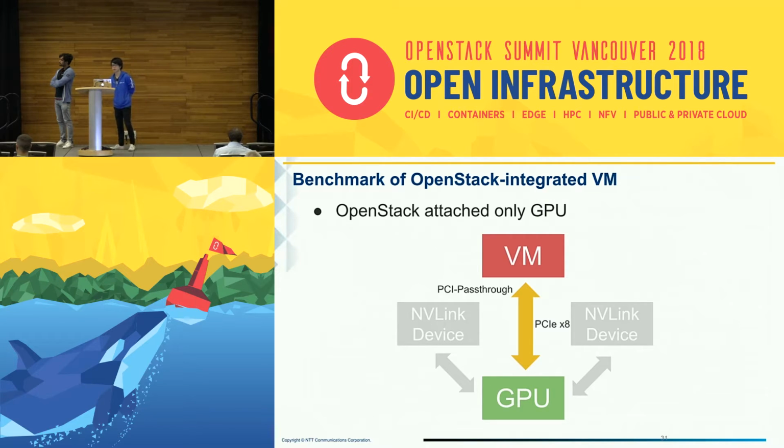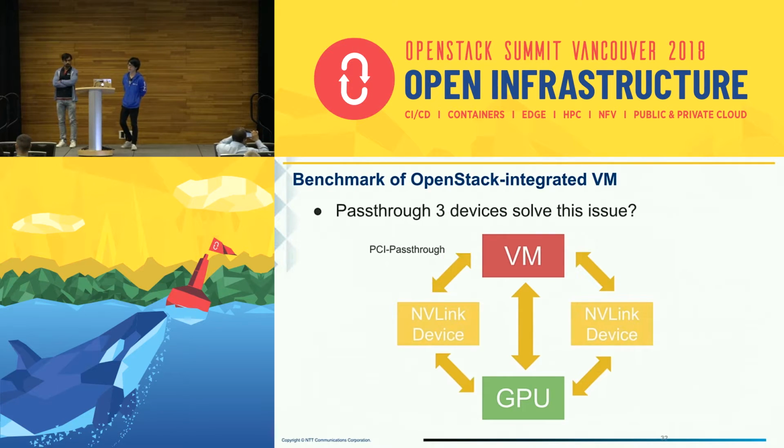If you use a flavor with a GPU device ID, of course, OpenStack attaches only the GPU device. And the Power 8 connects the GPU with PCI Express by 8. This may be the reason it results in half the bandwidth of Intel servers. So passing through 3 devices solves this issue. Let's try.